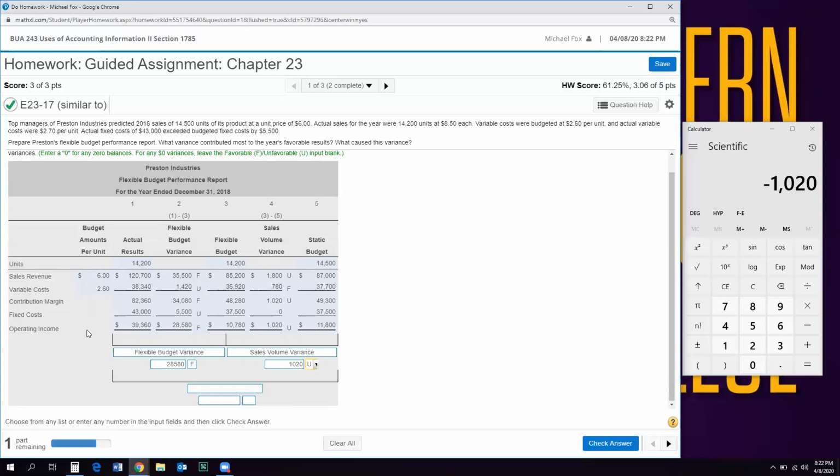Finally, the difference between our actual results and our static budget is going to be called our static budget variance. And that difference is, I'll just have to take the 39,360 minus 11,800. Just 27,560. And that's favorable. We made more money than what we thought we would.